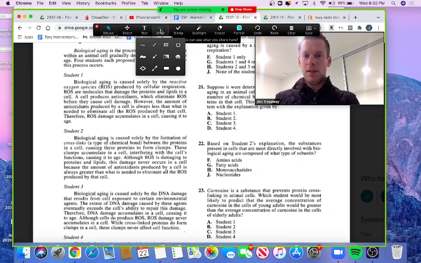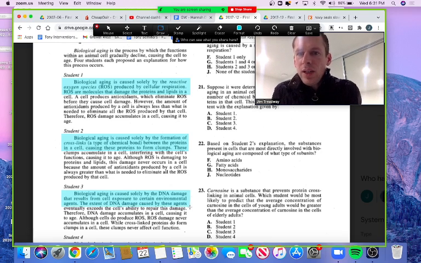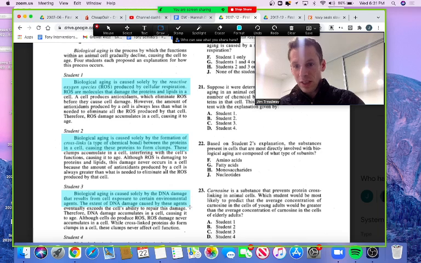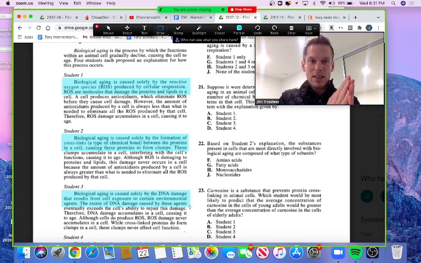Another thing to know is that each of the arguments, the students' or the scientists' arguments, are structured the same. They're each going to address the same point first. So as we look at these students, let's look at student 1. Biological aging is caused solely by the reactive oxygen species produced by cellular respiration. Then let's check out what student 2 says about that. Biological aging is caused solely by the formation of crosslinks. Student 3, biological aging is caused solely by DNA damage. So each are going to make an argument about the same topic in the same place.